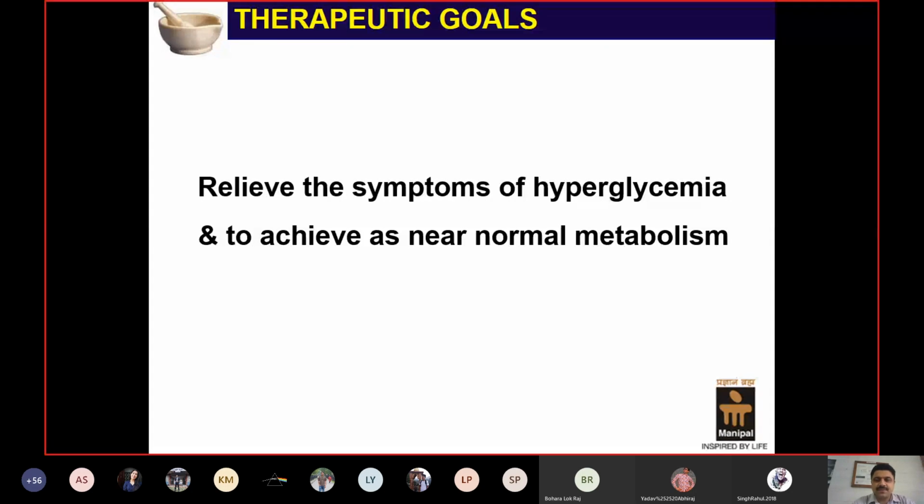So controlling the glucose level. Why do you want to control the blood glucose level? As we have discussed in the very first class, to prevent the acute and chronic complications, isn't it? So that is why we want to relieve the symptoms or control the hyperglycemia. Not only the hyperglycemia, we want to make the metabolism near to normal. So this is the goal.